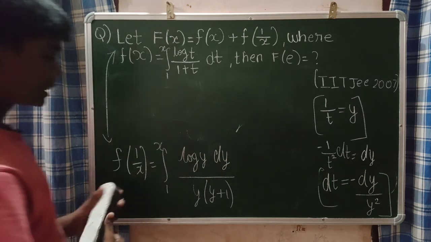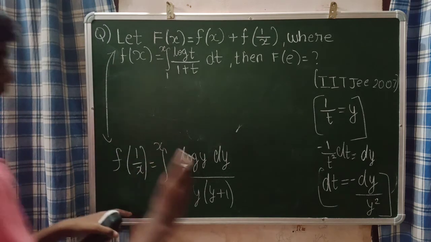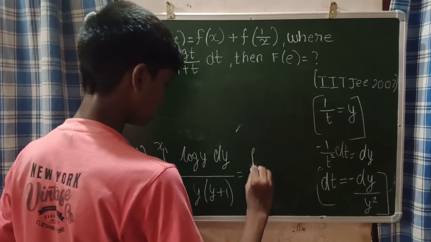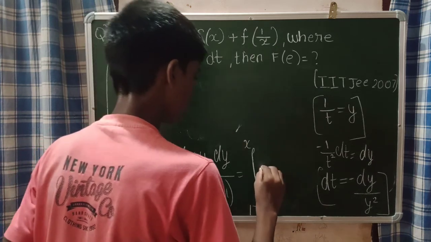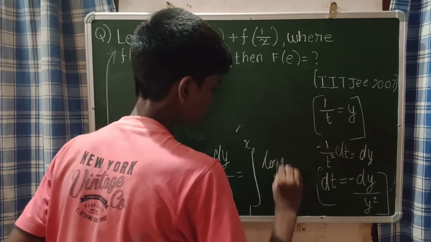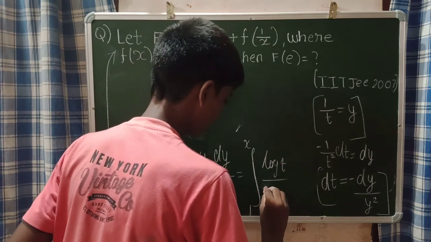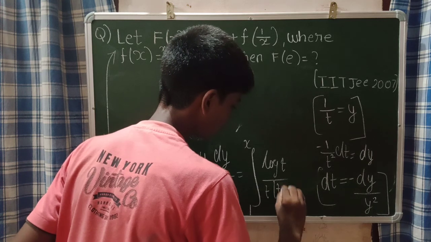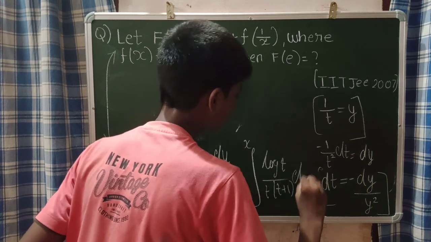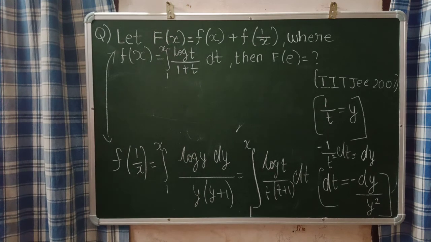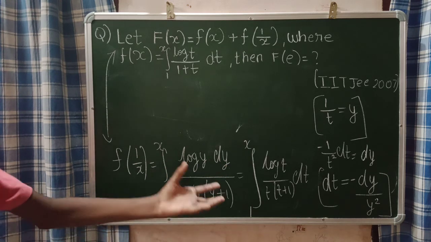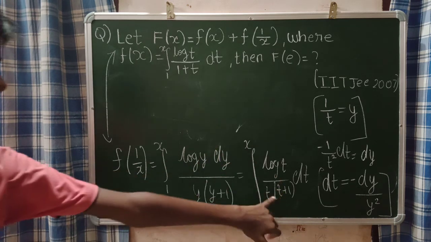When you change this y as t, I'll get the same integral as the integral from 1 to x of log t divided by t into t plus 1 dt. Because guys, you can change the variable, then only we can add these two integrals directly. That means f of x and small f of 1 by x. Just change your y as t, that is not a problem, that's one of the properties. So this is the integral that you will be getting.